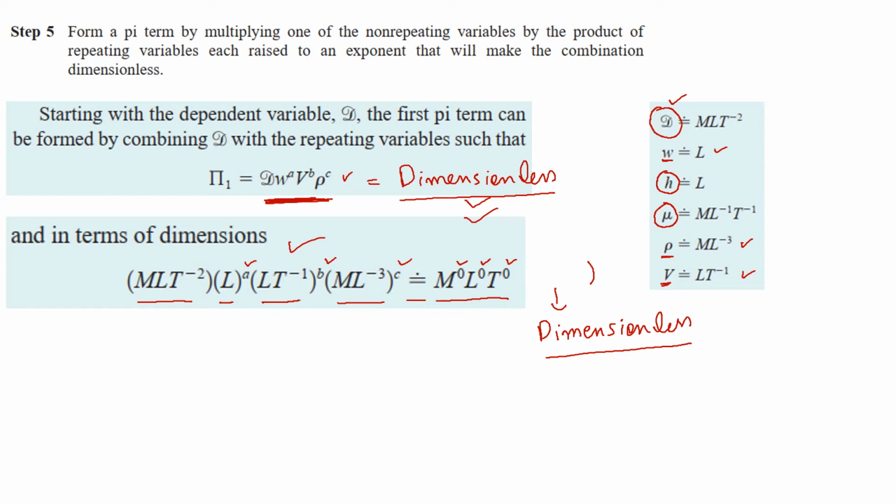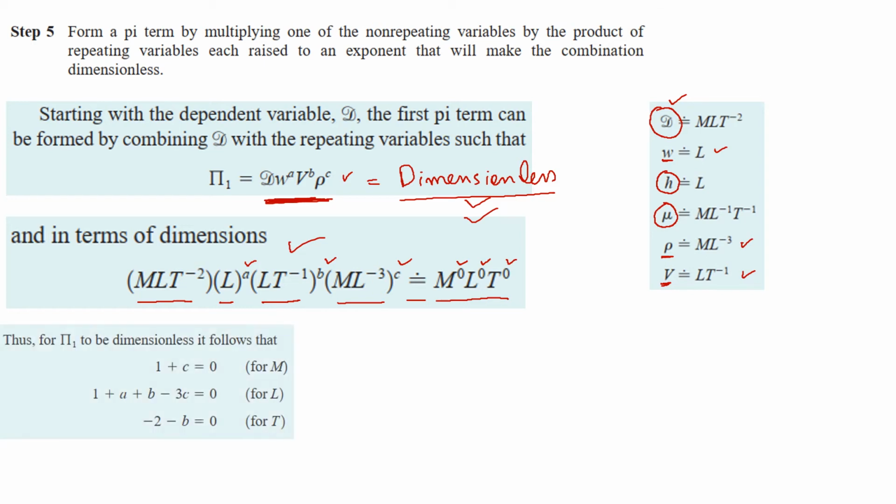So now let's correctly determine the values of my powers A, B, C, and then we will correctly arrange this pi 1 term. For pi 1 to be dimensionless, it must follow that 1 plus C is equal to 0 for our dimension of mass. Why is this 1 plus C? Because you can see that the mass dimension appears in the force term right here, and it has a power of 1. So this is why 1 is written here, plus C. And then the mass dimension appears in the density term, and here it has a power of C. So that's why 1 plus C is equal to 0 for mass.